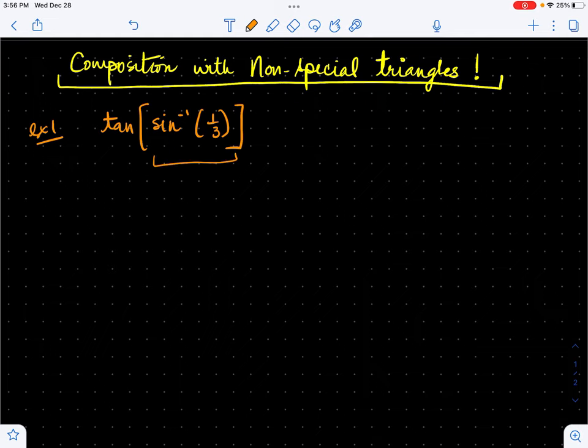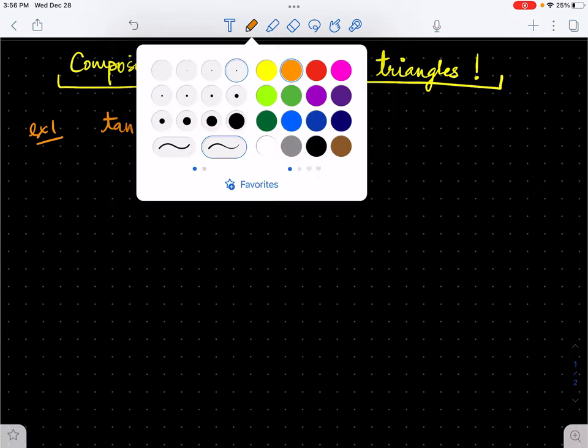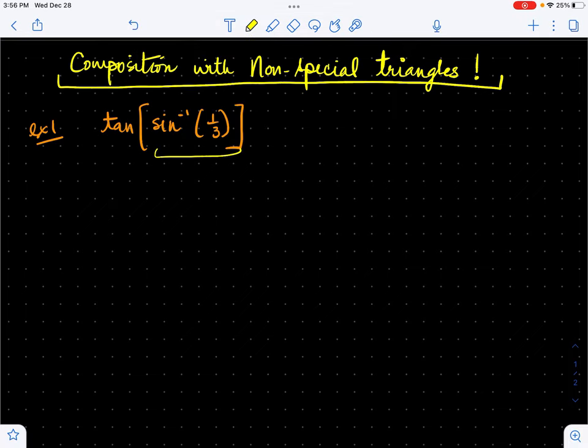Like this function, the inner function is what we'll evaluate first. Also notice this one is an inverse function, so it should have restrictions, quadrant 1 and 4. But because the ratio is a positive value, between quadrant 1 and 4, we'll stick to quadrant 1.